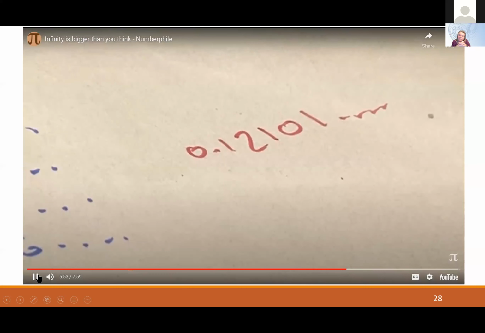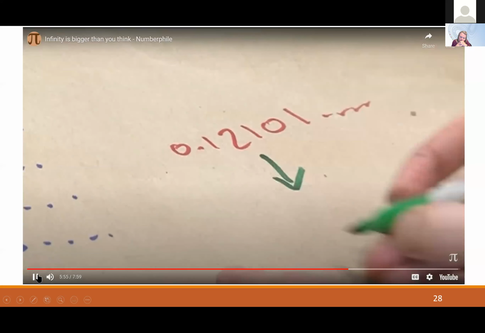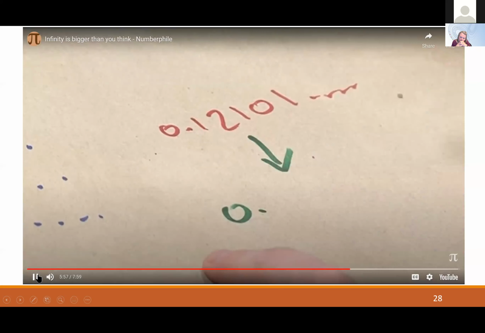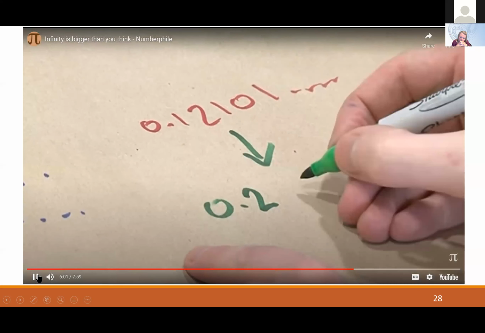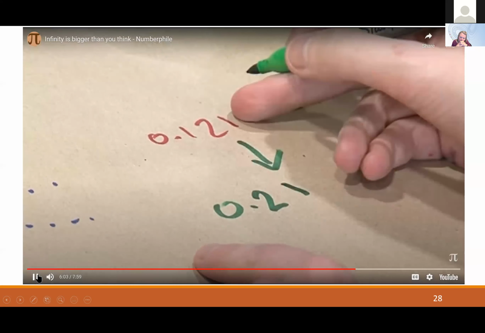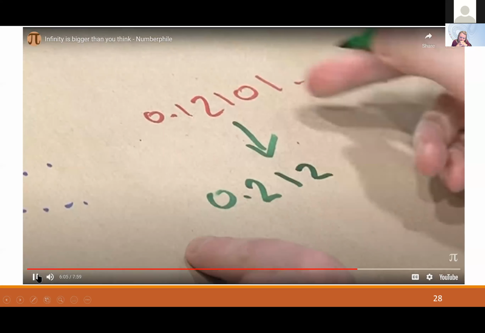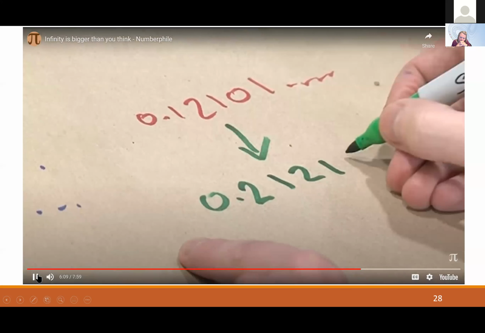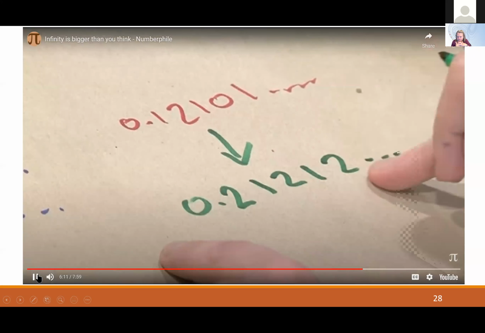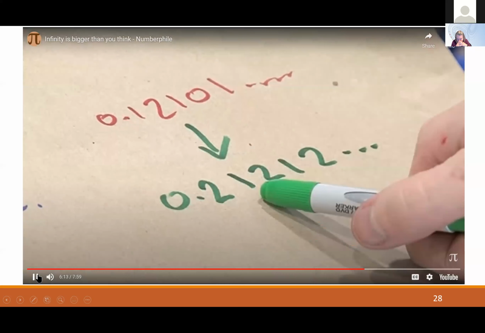So let's try that. I'm going to turn this into 0 point. If it has a 1, I'm going to turn it into a 2. If it's anything else, I'm going to turn it into a 1. So that'll be a 1. I'm going to change the 1 here into a 2. I'm going to change that one into a 1. I'm going to change that one into a 2. That was my rule, and I make something new that does not appear on the list.